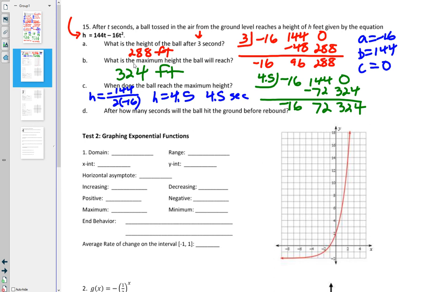After how many seconds will the ball hit the ground? Oh, this is a good one. How high is a ball when it hits the ground? At 0. So we're going to make this equal to 0, which means now you have to remember how to solve a quadratic equation. But this is pretty simple because you can do this by factoring out a common factor. The greatest common factor here is 16.